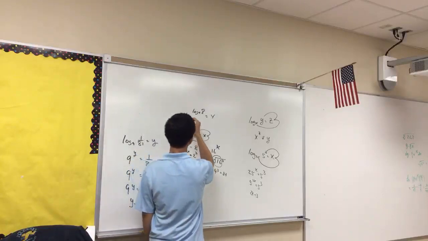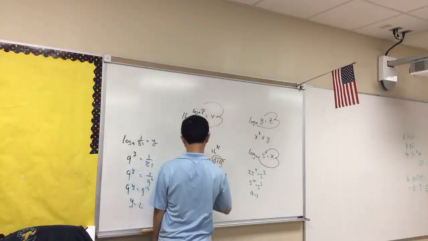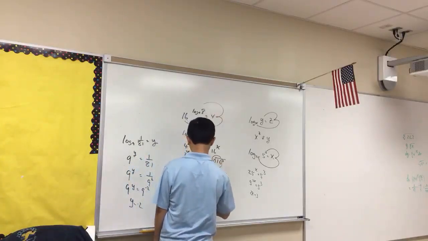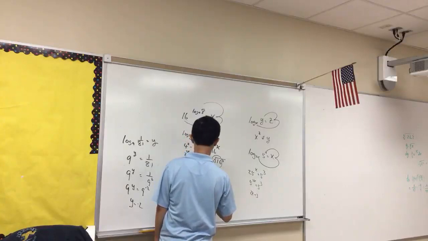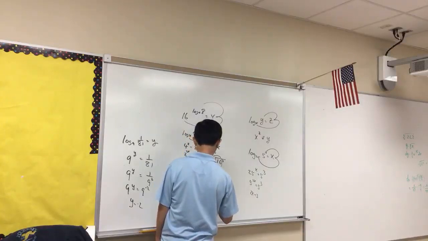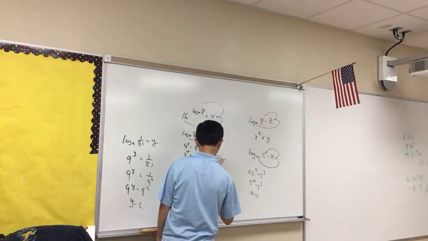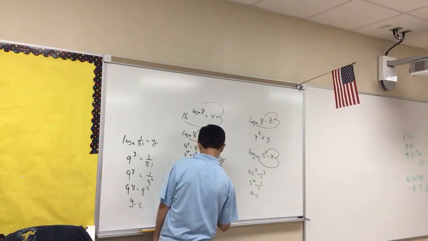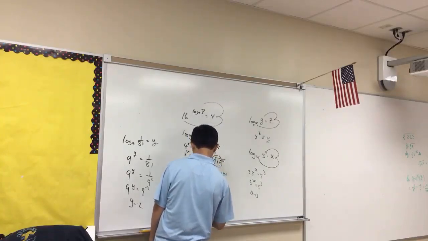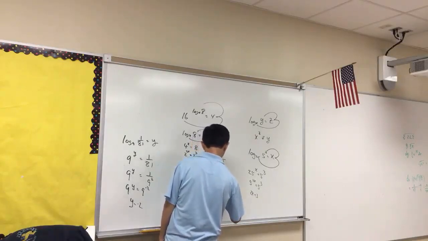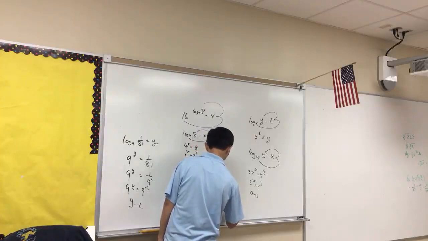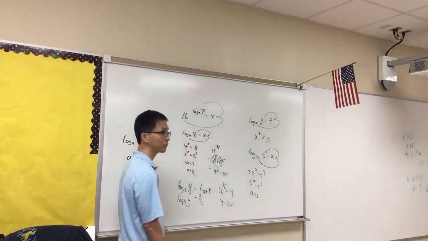Can I do it from here? I can probably do it from here too. It'll be log of 16 to the y is equal to log base 4 of 8, which is equal to 3 over 2. So it'll be 16 to the 3 over 2 is equal to y. y is equal to 64. Yeah, I can do it either way.